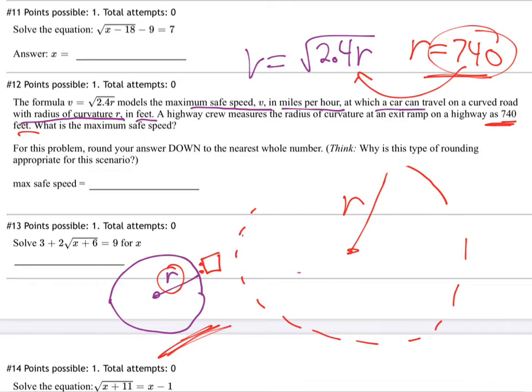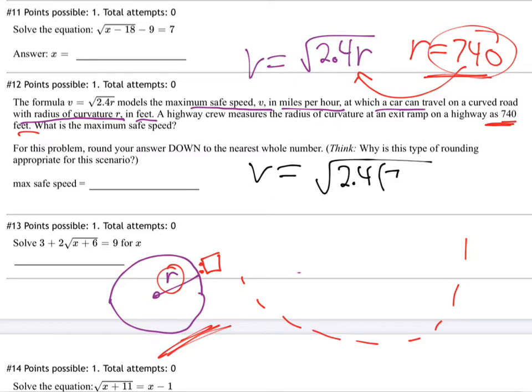So let's crank out that little 740 there. Use your calculator. It's going to be the square root of 2.4 times 740. Hit the buttons. They want me to round somewhere, don't they? 42.4. They say round down to a whole number. So 42 miles an hour. The safest speed would be 42 miles an hour. We good with that? Those are just plug in, super easy for you.